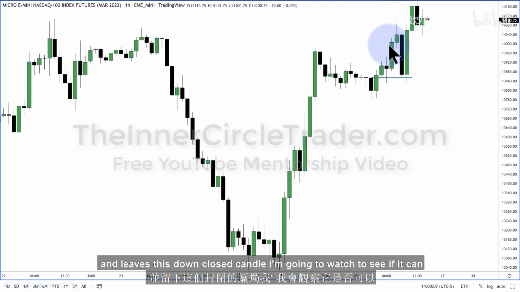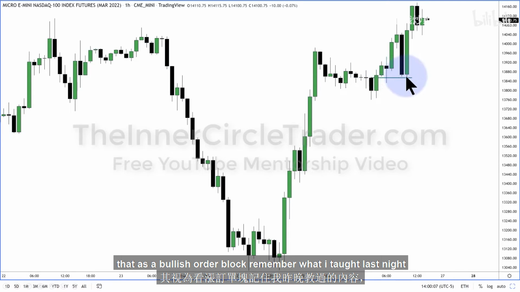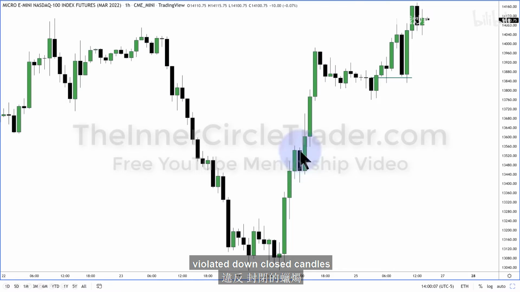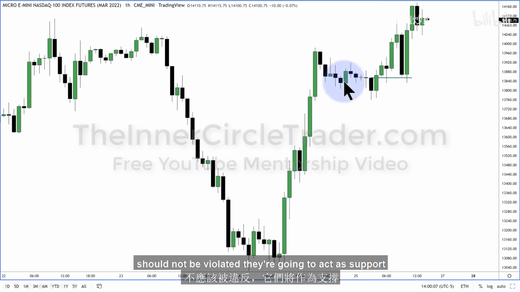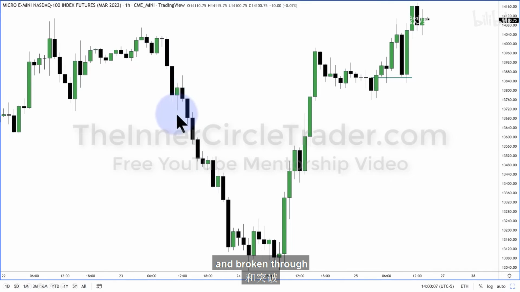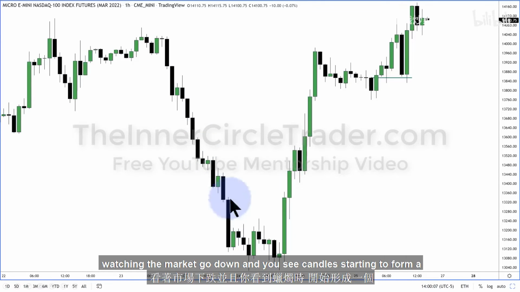So the market starts to rally and leaves this down closed candle. I'm going to watch to see if it can trade back down into that, because if it does, I'm going to treat that as a bullish order block. Remember what I taught last night? If the move has been bullish, down closed candles should not be violated. They're going to act as support. In bearish market moves, up closed candles should not be breached and broken through. Never even come back to that one.